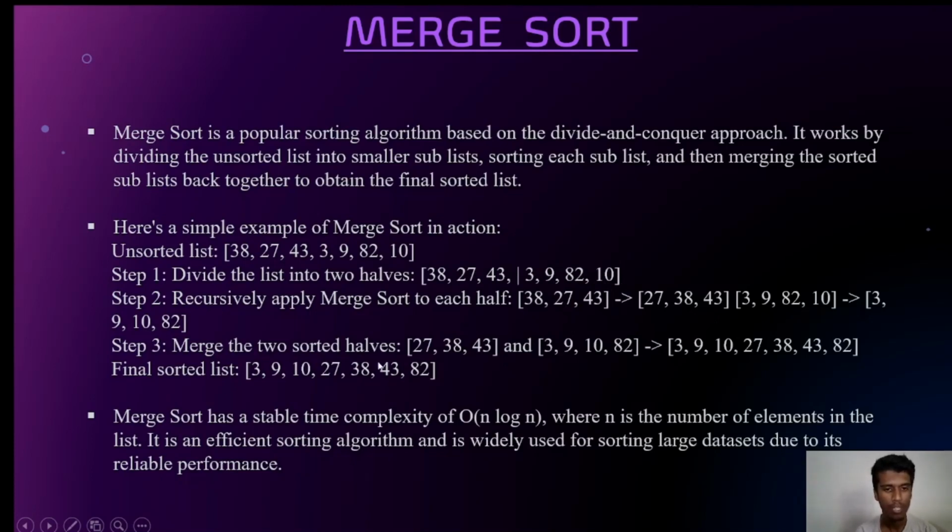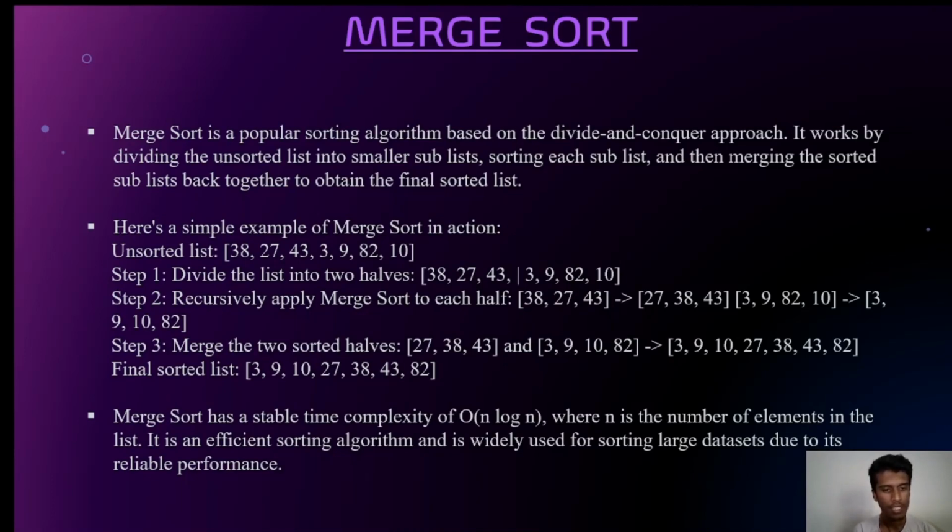Then we merge at step 3. We merge 27, 38, 43 and the array 3, 9, 10, 82. Then we get the final array as 3, 9, 10, 27, 38, 43 and 82.